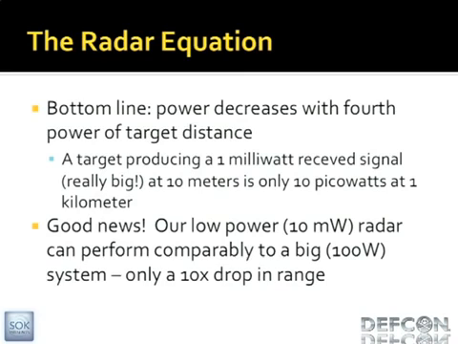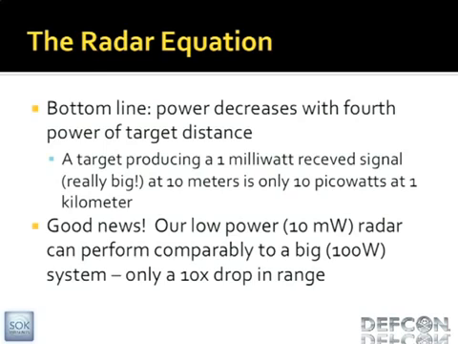So if you move a factor of 10 away, my example here is if you receive a signal of 1 milliwatt at 10 meters, at a kilometer that's 10 picowatts. It's really tiny. That sounds kind of bad because it does severely limit your range, but at the same time, the system I'm going to show uses about 10 milliwatts of transmit power. That's only 10 times worse than a 100-watt radar, which would be like the size of a car. So you can get a lot of performance with these low-cost, simple systems.